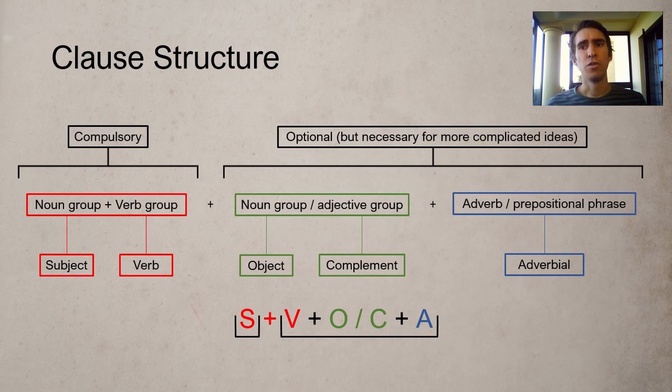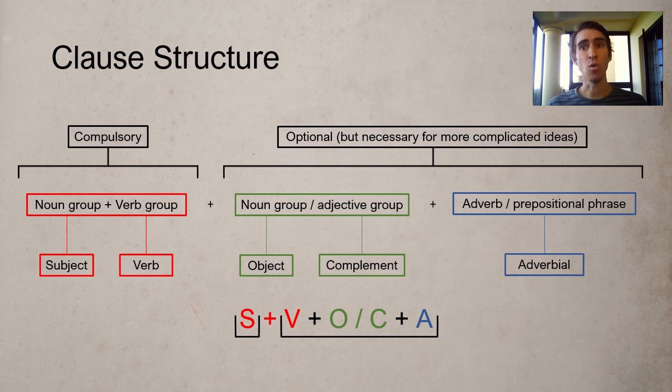And so what you end up having is your sentence is looking something like this. You have your subject and your predicate, which is everything else. Your subject is obviously your subject. It's going to be a noun phrase. Your predicate has to have a verb phrase in it, and that can take on a variety of different forms. And then you can have either an object or a complement, depending on what you're talking about, and you can have an adverbial if you want.